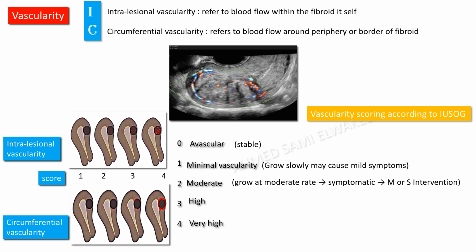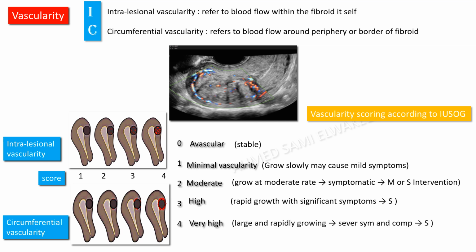Score 3, high vascularity. Prognosis rapid growth likely, significant symptoms, often requires aggressive management including surgery. Score 4, very high vascularity. Prognosis large, rapidly growing fibroids, severe symptoms likely, and surgical intervention usually necessary.